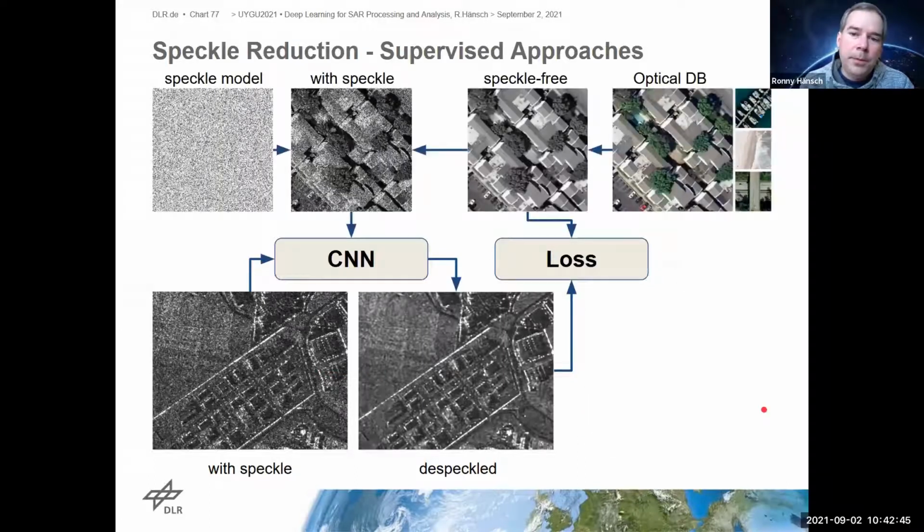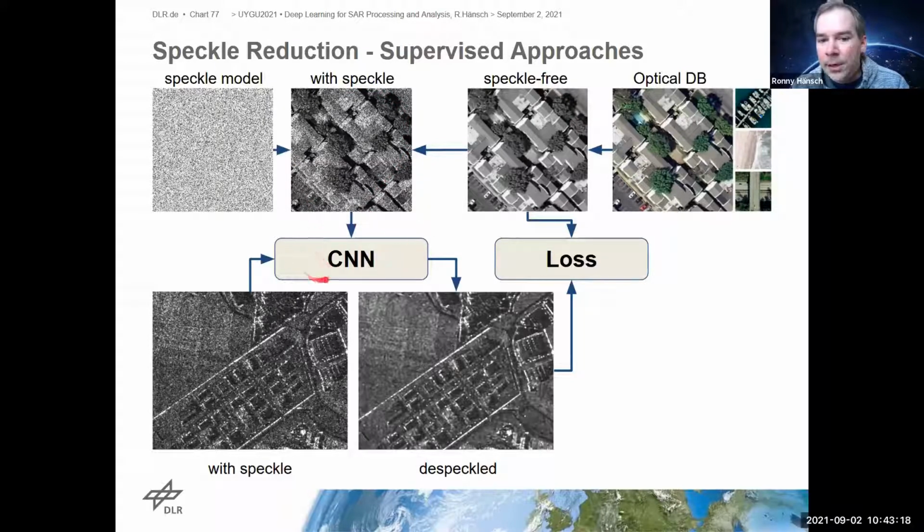So the way people dealt with this is they use an optical database. So in a database of optical images, they produce a grayscale image because SAR images, if you only have a single channel SAR, they are grayscale. And then they have a noise model, right, a statistical model describing the speckle, and they add those two things together. So in this way, they have an optical image with speckle. And this is what they now use for training, right? So the speckle-free image they use as the reference. This would be the input image.